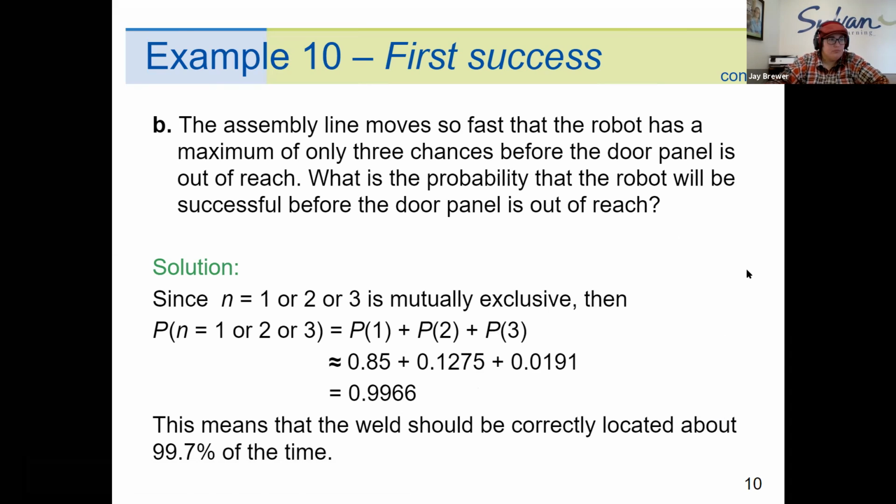So, questions on how they found that out? No? Okay.